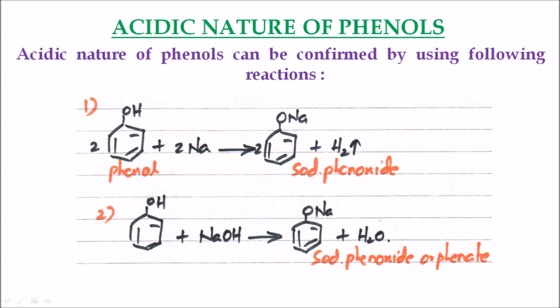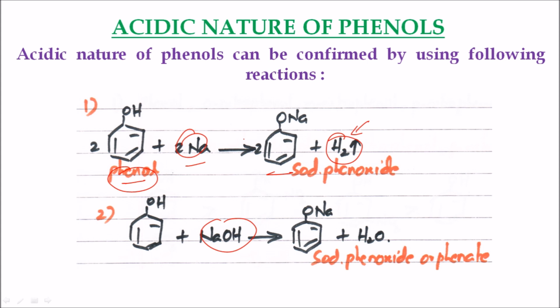If we take phenols as acidic in nature, we can confirm that by taking two reactions. The first reaction is with sodium, and the second reaction is with sodium hydroxide. Phenol, upon reaction with sodium metal, forms sodium phenoxide, and along with sodium phenoxide we get hydrogen gas evolved. We already know that if hydrogen gas is evolved when a substance is treated with a metal like sodium, the substance taken should be acidic in nature.